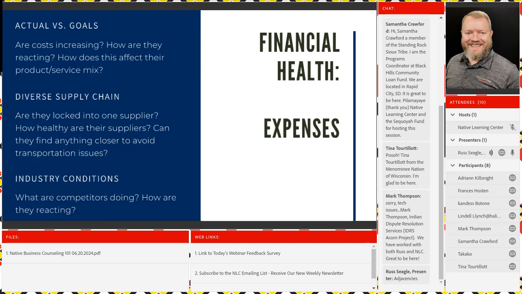On the expense side, again, actual versus goals. Are your costs increasing? How are your clients reacting to these cost increases? Are they trying to hold the line because, oh, I've just got a big heart for my customers, I don't want to charge them more, they can't afford it? Well, do your customers want you to be in business the next time they need you? I used to have a painter who only charged $15 an hour, and he did some really great work. And I loved the guy.